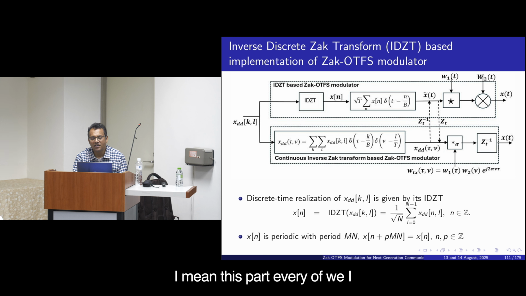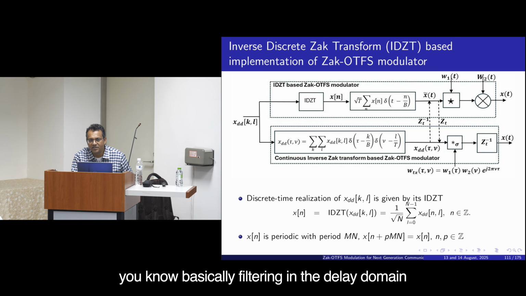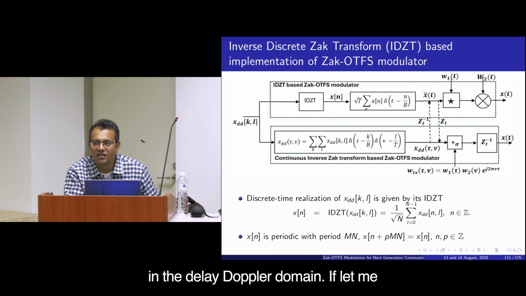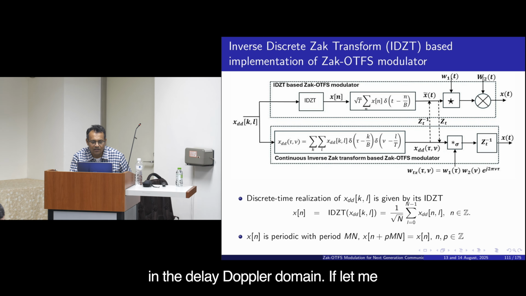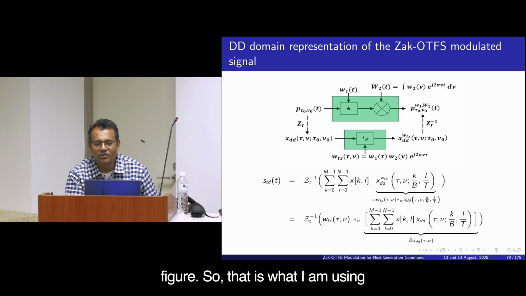Of course, this part I'll not prove, because this is what we did yesterday, right? I showed that when you do this kind of pulse shaping, it is equivalent to doing a twisted convolution, basically filtering in the delay Doppler domain with this thing. These two are equivalent. Either you do these two, or you just do this in the delay Doppler domain. Let me show where I showed that. You remember this figure? So that is what I am using actually.